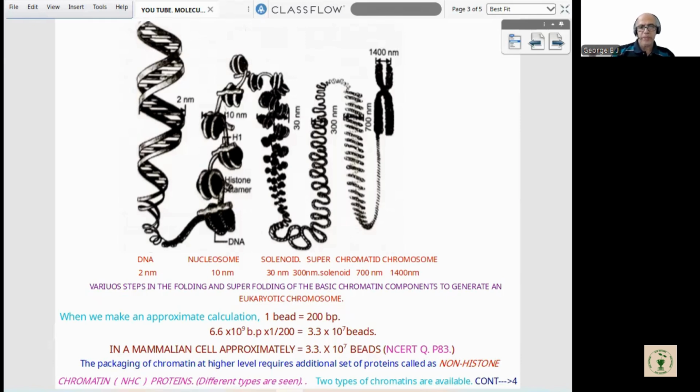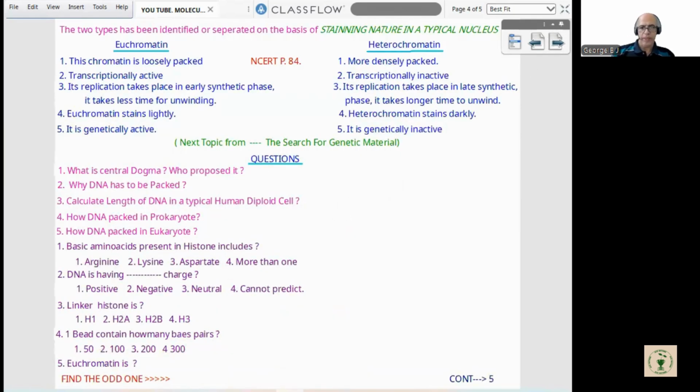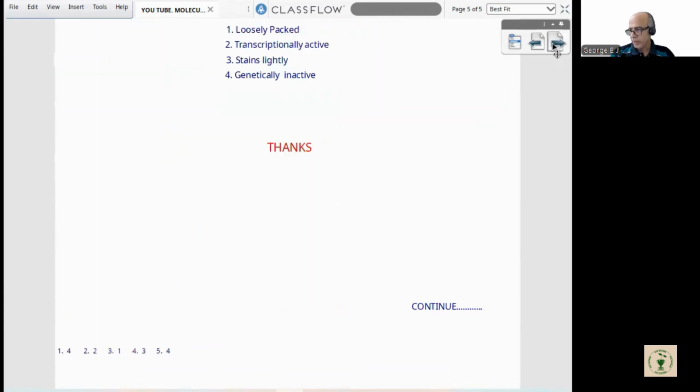Packaging of chromatin at a high level requires an additional set of proteins called non-histone chromosomal proteins, and different types will be there. Then comes another important area, the different types of chromatin based on staining nature: euchromatin, heterochromatin, and the difference between these two. After that, what will be the next topic starting? Search for genetic material, then five theory questions and five NEET model questions with the key. Hoping that it is clear.